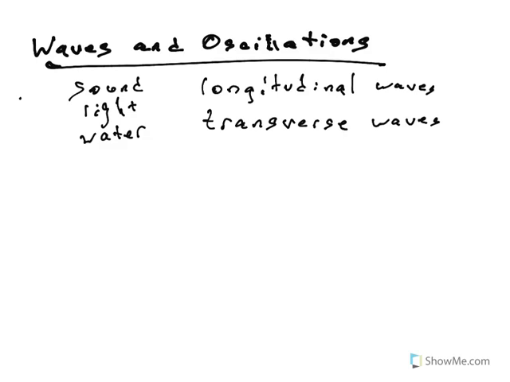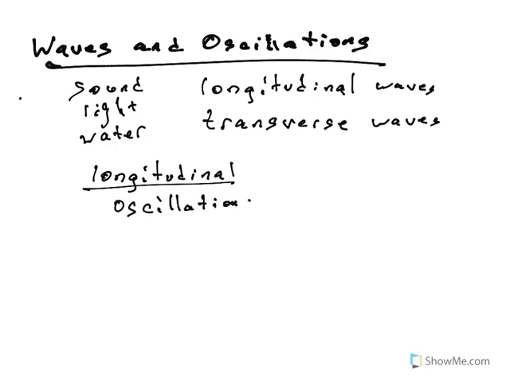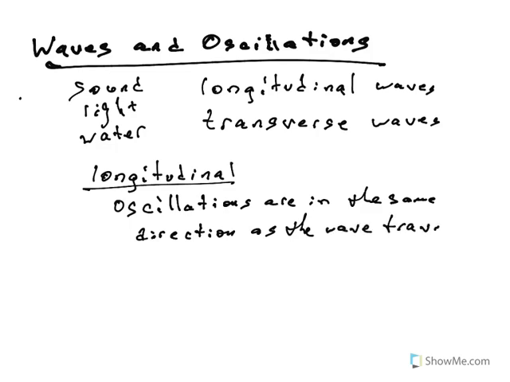And the difference between these two is longitudinal is a wave where the oscillations are in the same direction as the motion or the traveling of the wave. And so that's what a sound wave is. For instance, sound wave is longitudinal.